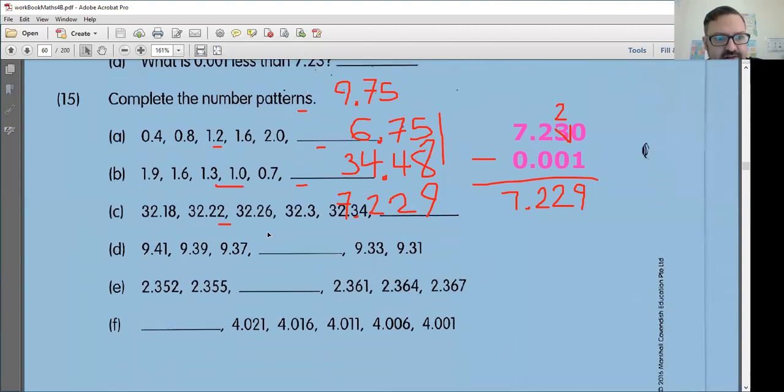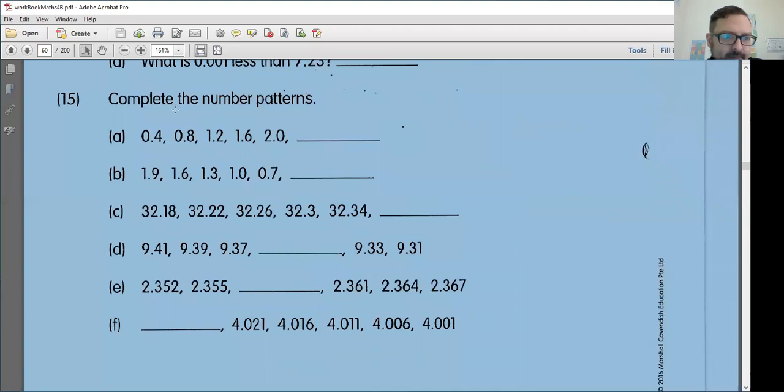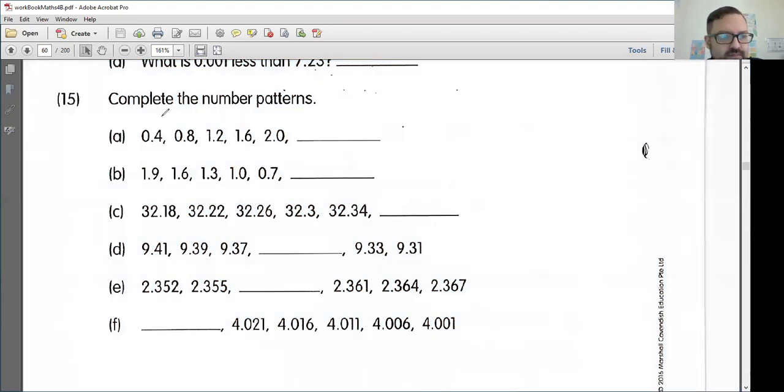Next, complete the number patterns. We have 0.4, 0.8, 1.2, 1.6, 2.0. These numbers should look familiar to you. This is kind of like the 4 multiplication table: 4, 8, 12, 16, 20, except this time we are not adding 4, we are adding 4/10. That's why we have this decimal point right here. If I know my 4 multiplication table, 6 times 4 is 24. However, we are adding 4/10, not 4, so I have to put this decimal point right here. This should be 2.4.